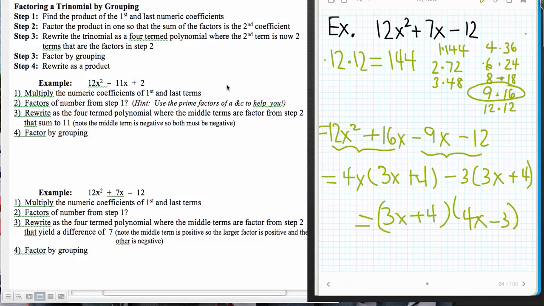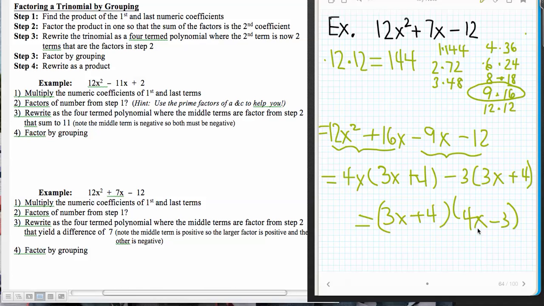Alright, I got cut off in the last video about 8.3, and we were factoring this trinomial with the leading coefficient that was not 1 by grouping. What we had ended up with was (3x + 4)(4x - 3). We can check that out.